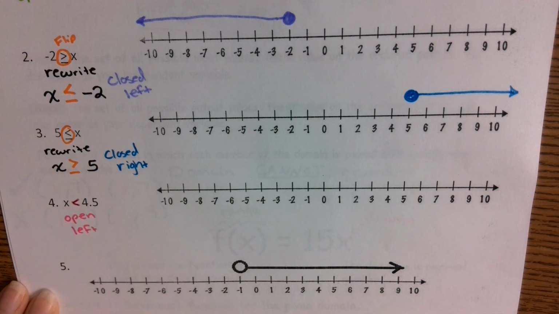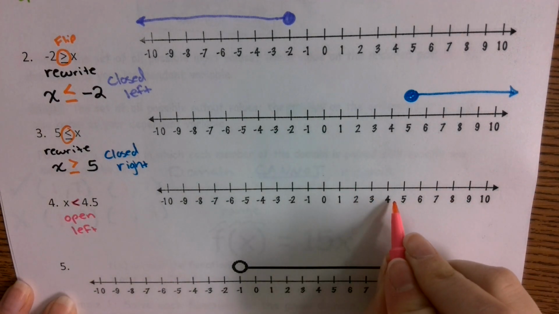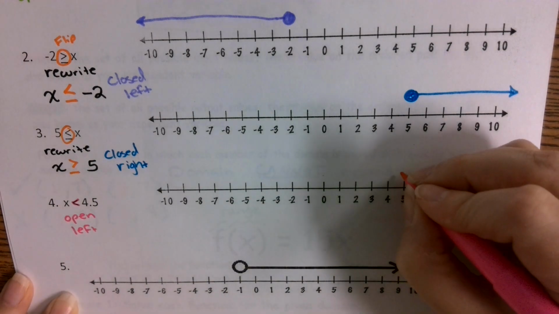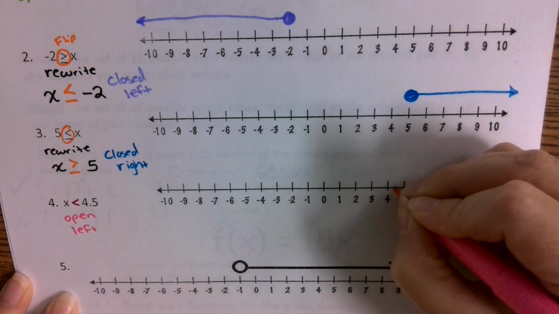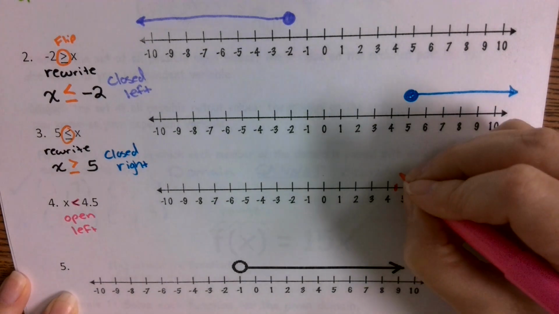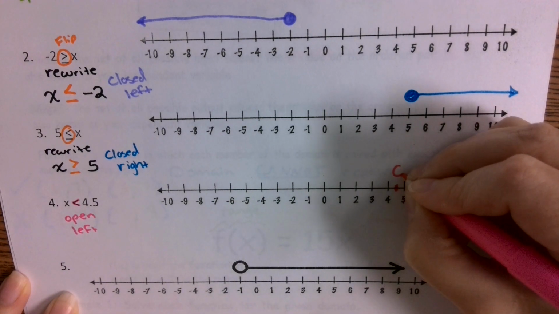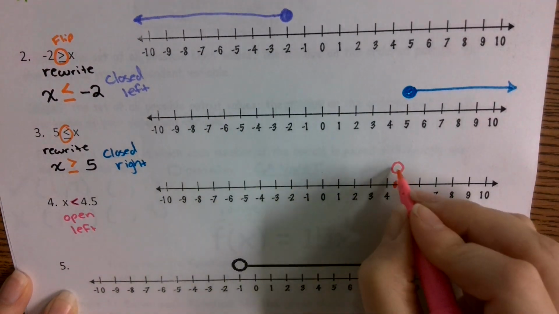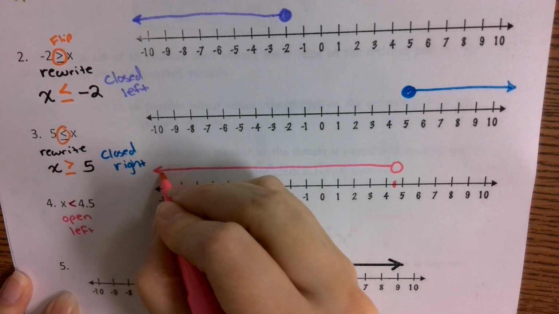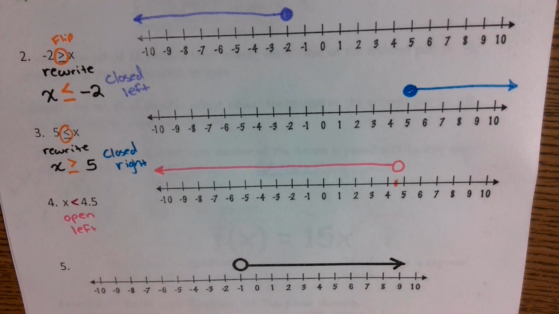So starting at 4.5, so I'm going to go over here, 4.5. Where am I going to put that? In the middle of what? 4 and 5. In the middle of 4 and 5. So right in between the 4 and the 5, I'm going to draw a little line. And then right above that line, I'm going to draw an open circle. And then I'm going to go ahead and go to the left. Okay, so there's my graphing.